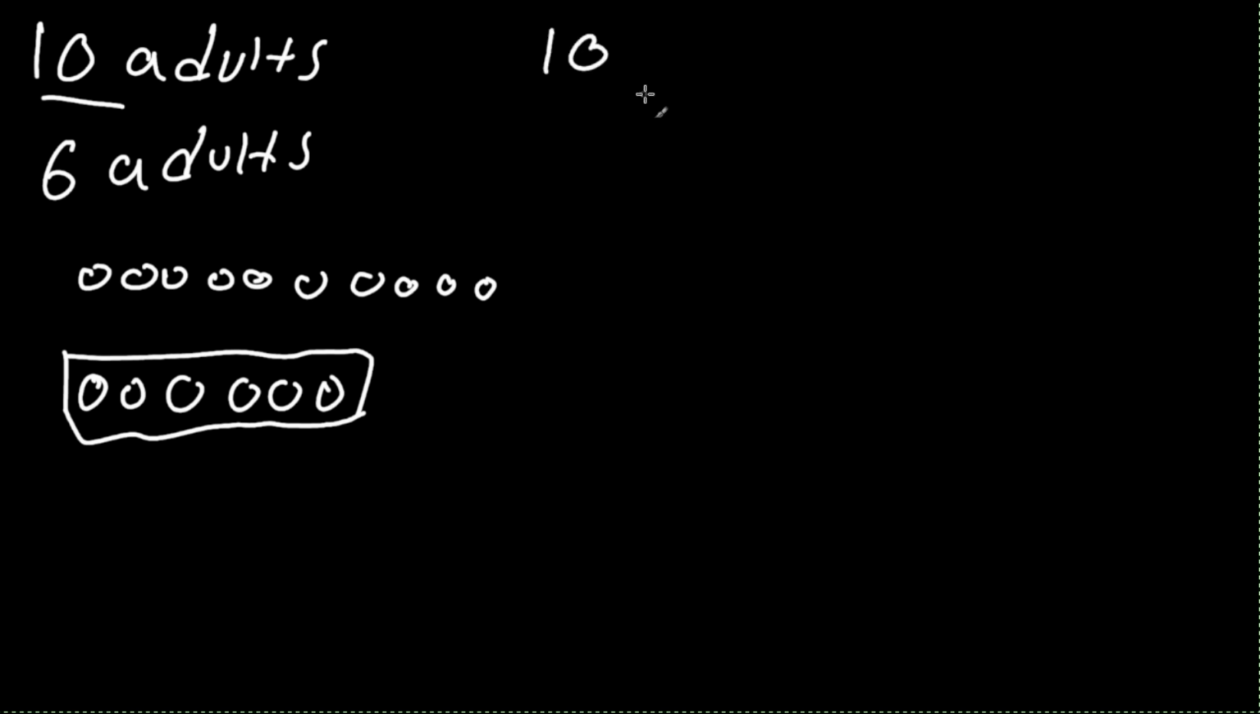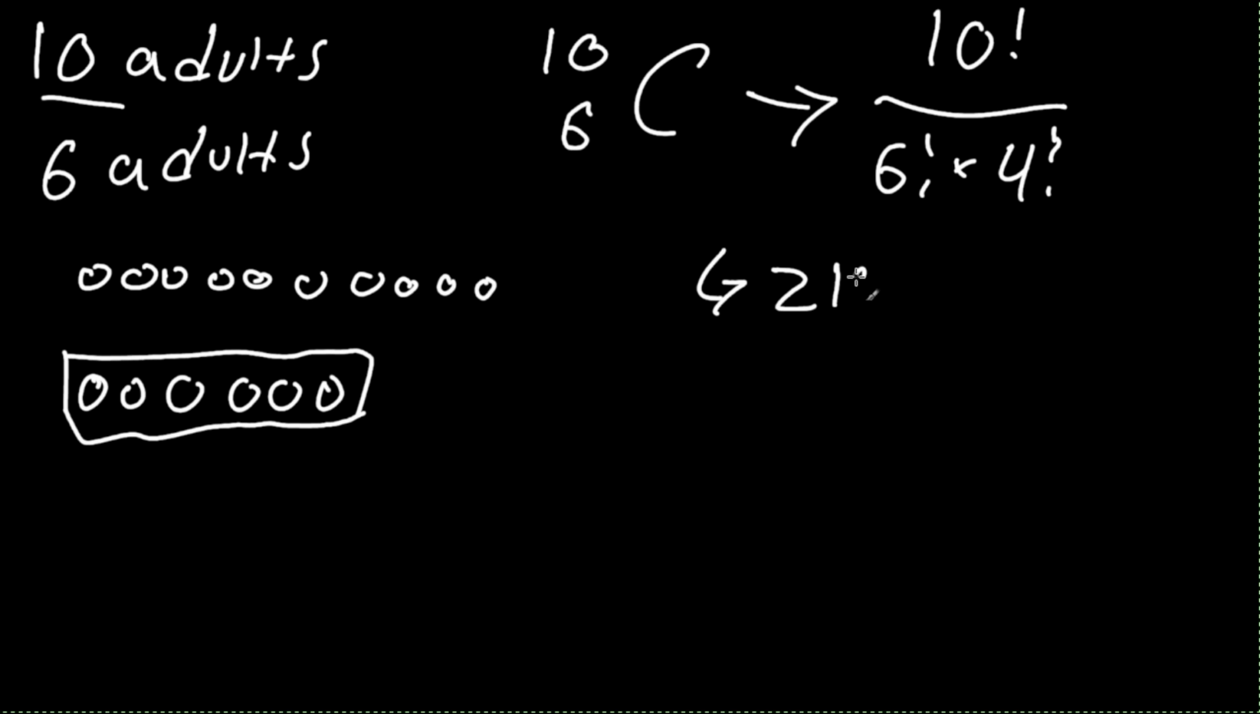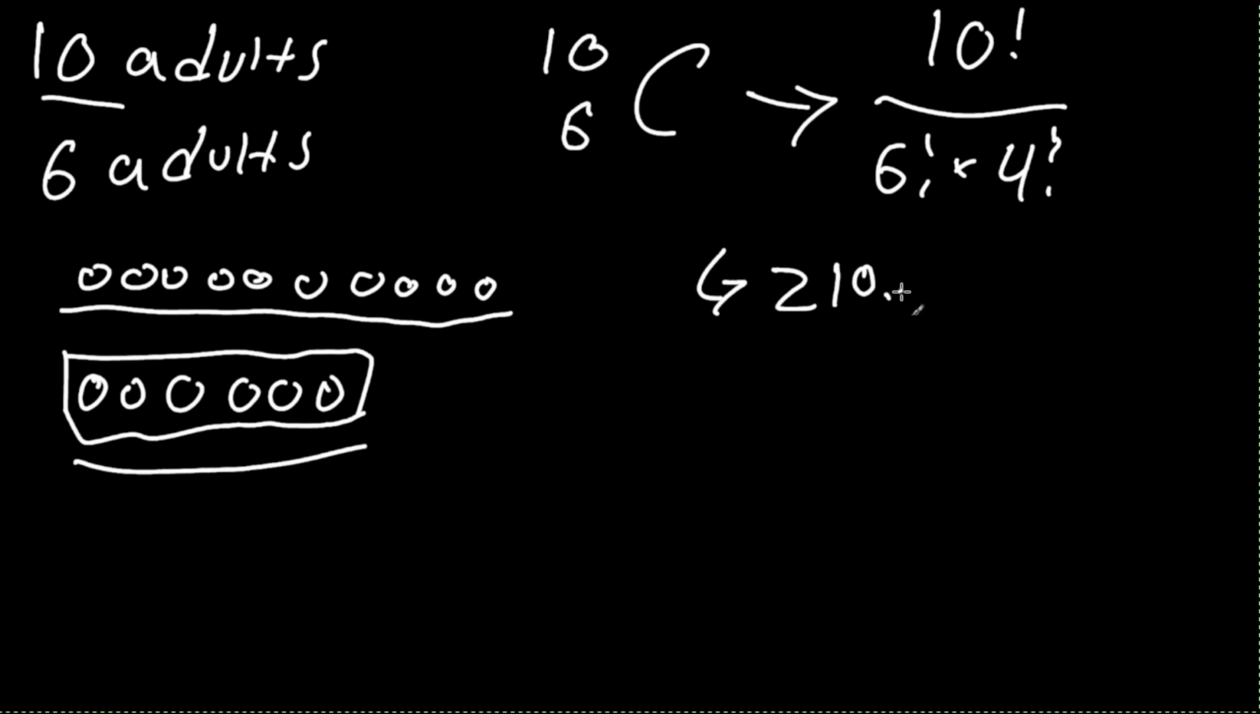So I can just write 10C6, which is 10 factorial over 6 factorial times 10 minus 6 is 4 factorial. And I can plug this into the calculator and get 210. What this tells me is that from 10 adults, I can choose 6 adults into a group in 210 ways. There are 210 ways to make that group.